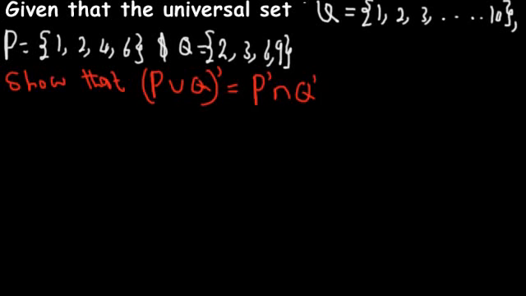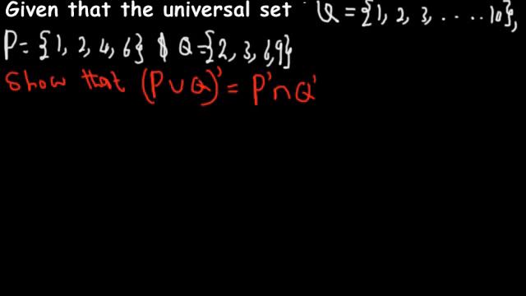So here's another question. Given that the universal set U equals elements 1, 2, 3 all the way to 10, and P is a subset of the universal set, which includes elements 1, 2, 4, 6, and Q is also a subset of the universal set, and it includes elements 2, 3, 6, and 9. Show that (P union Q) prime is equal to P prime intersect Q prime.